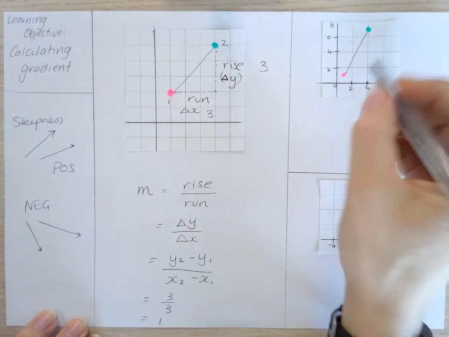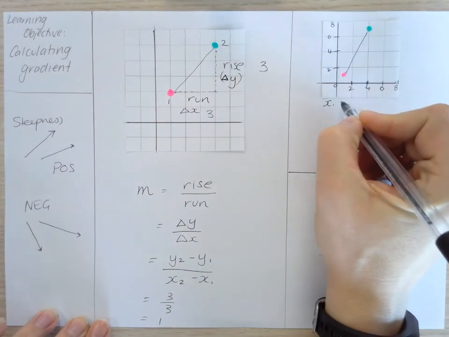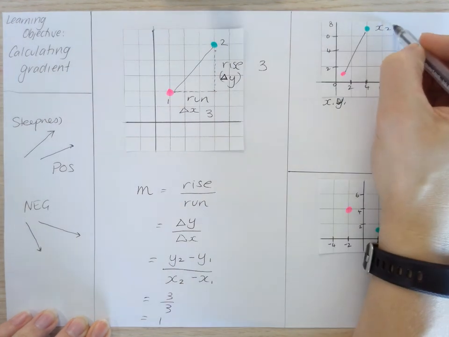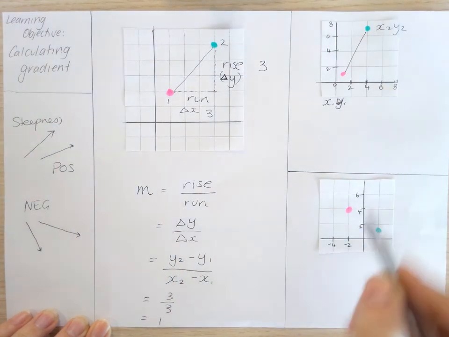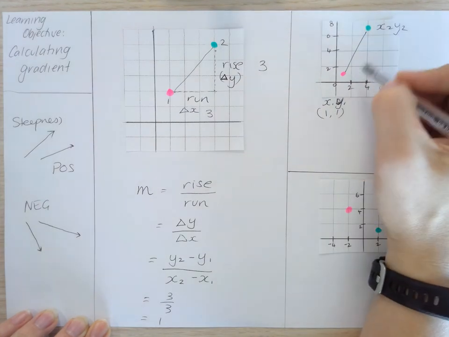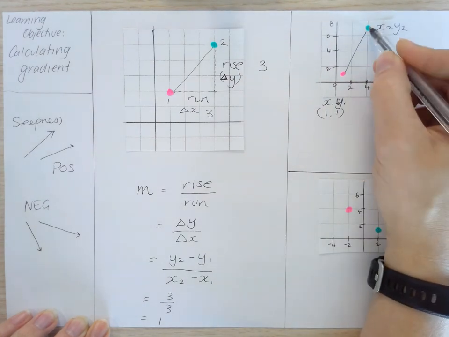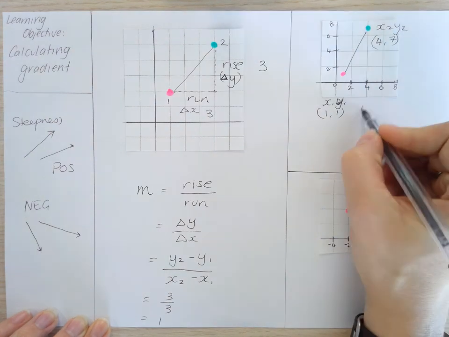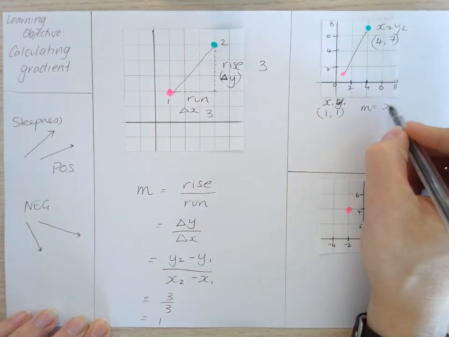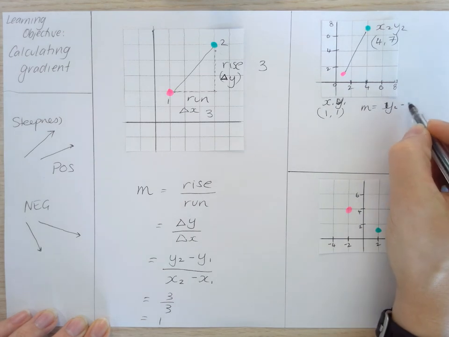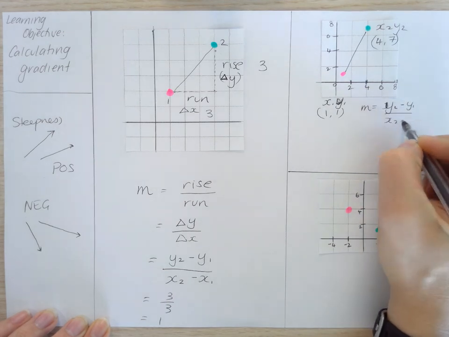Okay, so our x1 and y1, x2, y2, let's actually write them out. This point is 1, 1, and this point here is 4 across and 7 up. So 4 across and 7 up. So if we say gradient equals, I keep writing it wrong, so you've got to learn it too: y2 take y1 on x2 take x1.